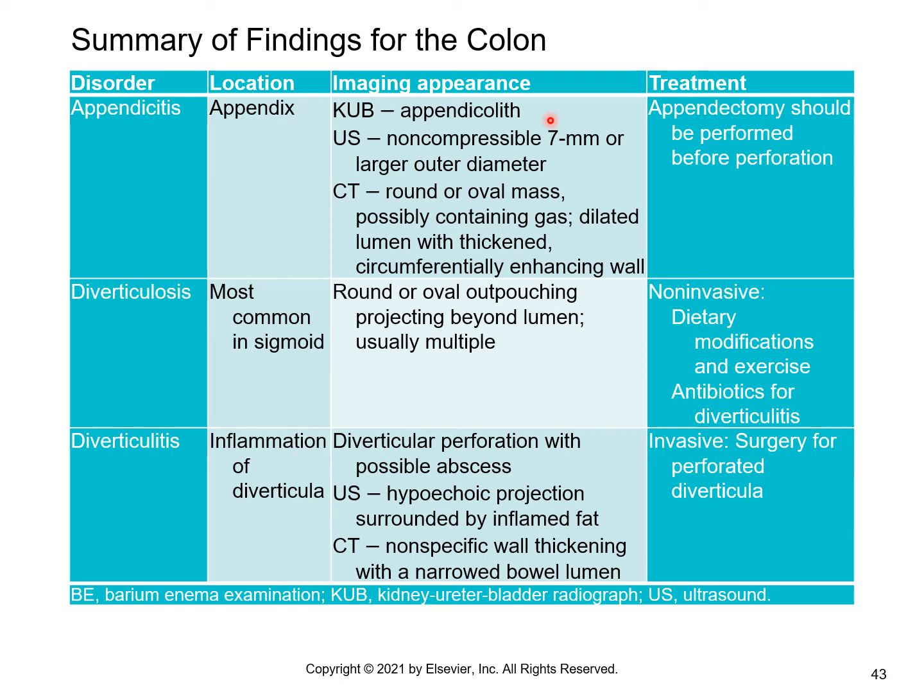the appendix. On ultrasound, we see a non-compressible appendix with hyperemia, or extra blood flow, because it has so much inflammation. On CT, you can find a round or oval mass. Now, these can rupture and cause either an abscess or peritonitis, and so these need to be surgically removed as soon as possible.